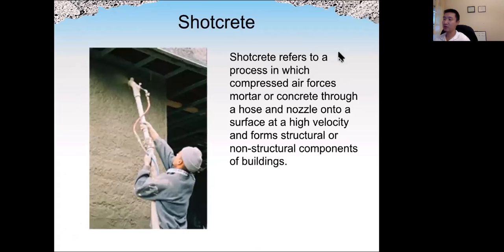All right, so that is a short introduction of lightweight concrete. Next, let's look at shotcrete. Shotcrete is a concrete which is pumped through a hose and nozzle onto a surface with very high velocity. No formwork is needed for this concrete, unlike traditional concrete. We can use shotcrete as structural or non-structural components of buildings.